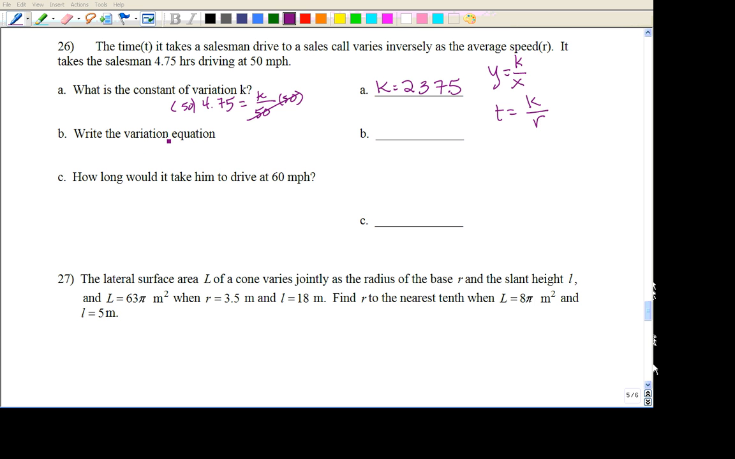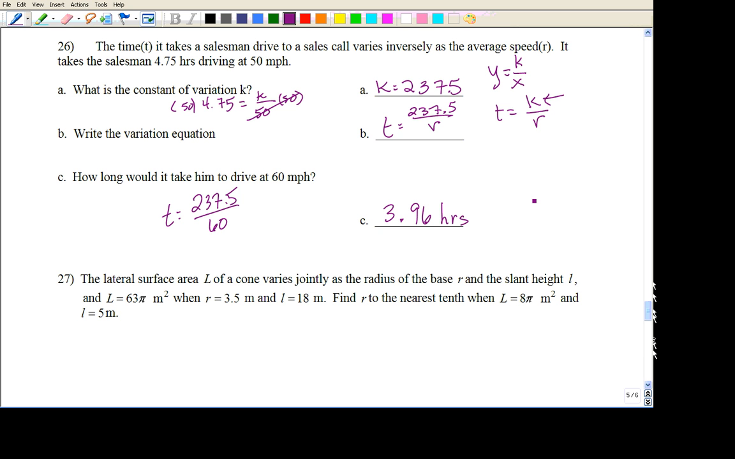So then to write the variation equation, that just means you're going to fill in this k value, but you're going to leave the t and the r there. So we'll have t equals, now we know that k is 237.5 over r. So we just fill in the value for k. Then how long would it take to drive at 60 miles per hour? So we have t equals 237.5 over 60, and then when you divide that, you get 3.8958333, so 3.96 hours.